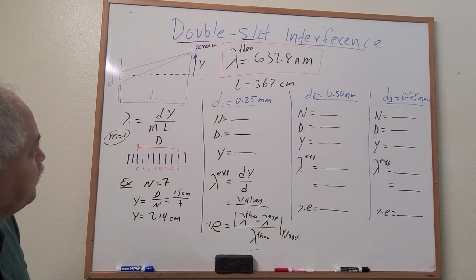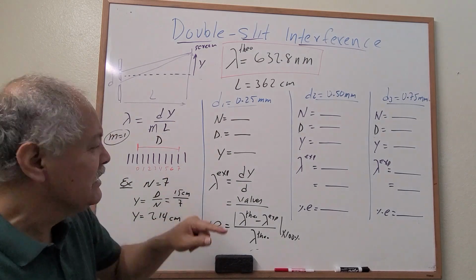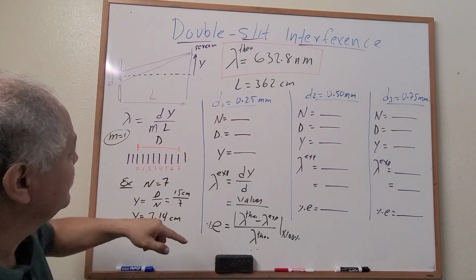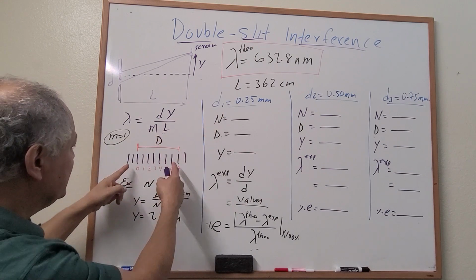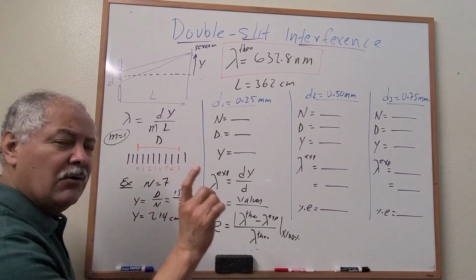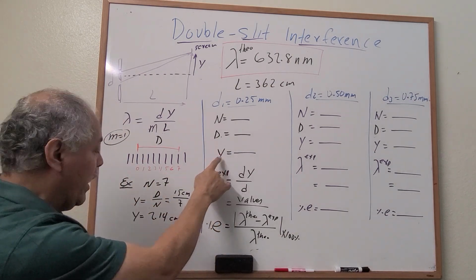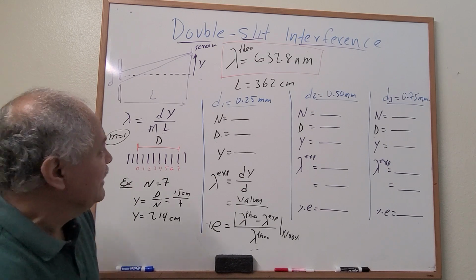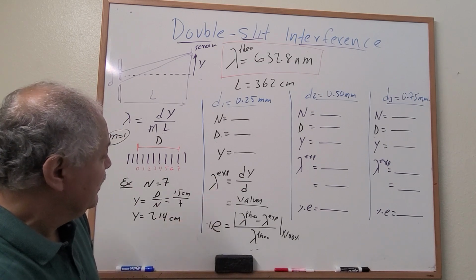Now, we have 3 cases. When the distance between the slits is 0.25, let's try to find n, the number of fringes. The number of fringes that we want to use is up to you. Now let's measure the distance and find y, in this way: D divided by n. Perfect. Now let's go to the experiment.